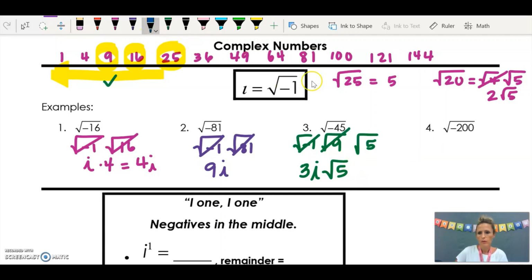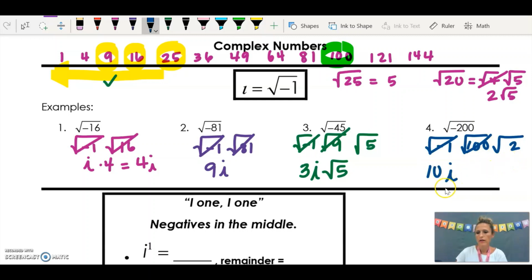Last one, we have the square root of -200, so we'll break that down into -1 and then two other factors, one of which is a perfect square. I'm going to start with about half of 200, which is 100, and conveniently 100 goes evenly into 200. So that'll be 100 times 2, and so this will give me an i and a 10, and so I'll have 10i radical 2.